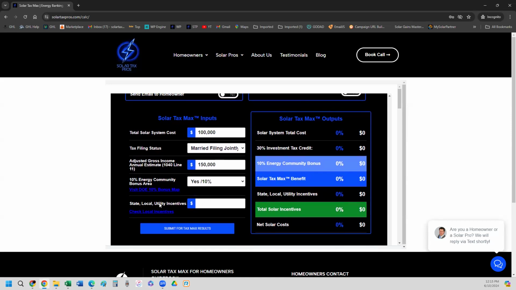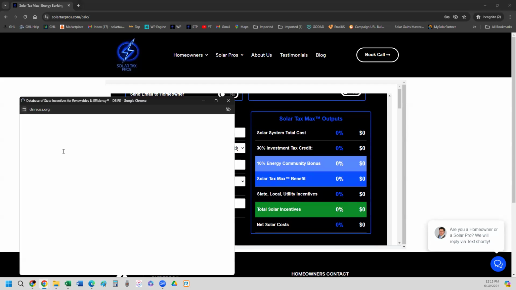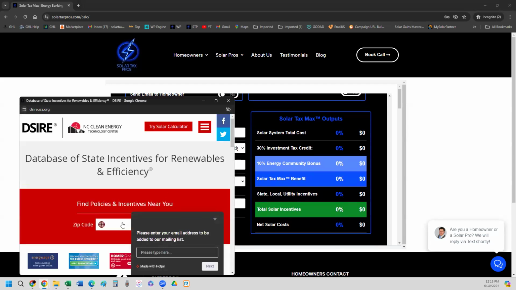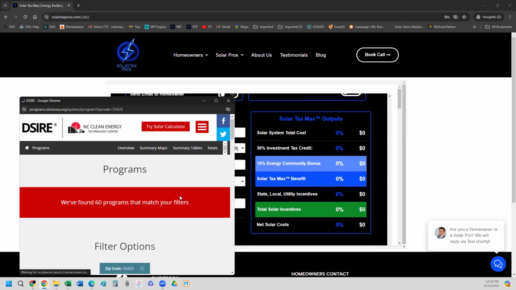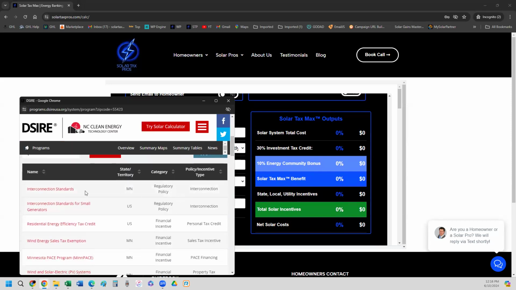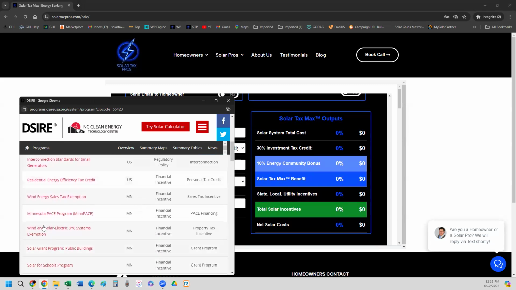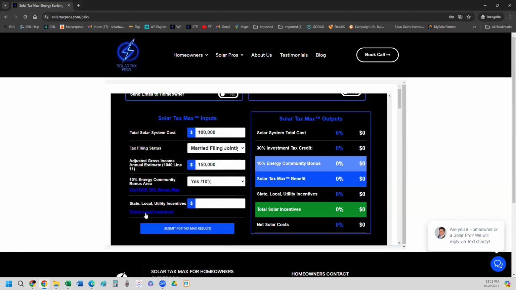And then you could also figure any state, local, and utility incentives. You can check the DSIRE USA website, and it's a good idea to know this website and check your local utility areas to find what other incentives are available locally. But we don't handle that. You have to do that because they're always changing. They run out of money, but there are some awesome state, local, and utility incentives available.